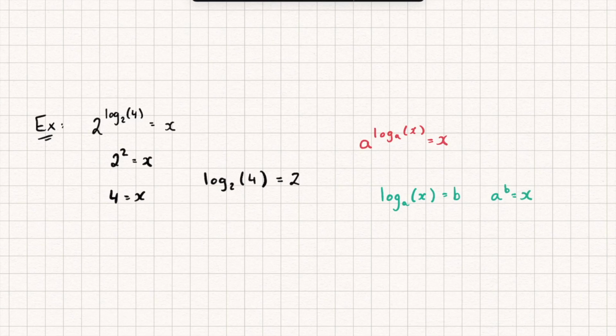Well, let's look back at what we started. A has been raised to log base a of x. Well, log base a of x is b. So this thing here just says a to the power of b, which we know must equal x. Okay, and it kind of follows from there.